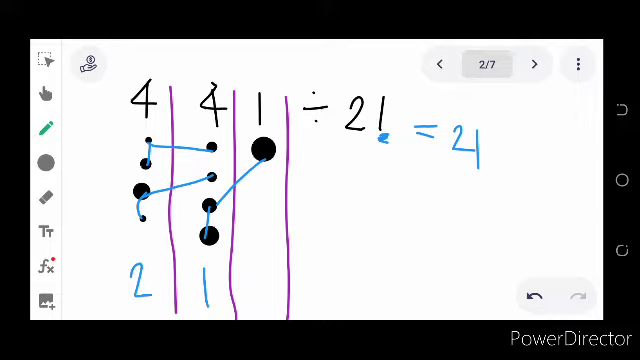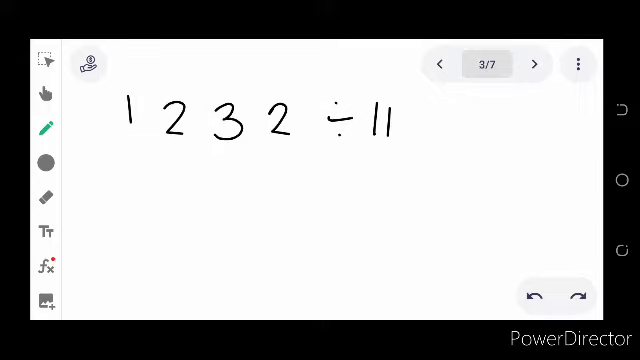You can check this using a calculator or by using long division. You will find out that it will still give you the same answer as what we have here. So this division technique actually works. It does away with the long process of dividing numbers. Next, third example, you have 1,232 divided by 11.